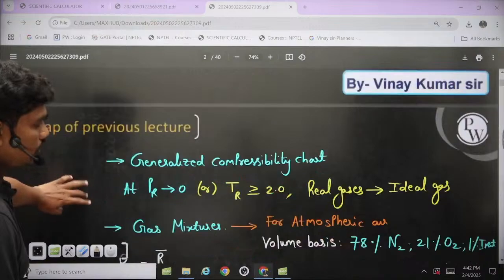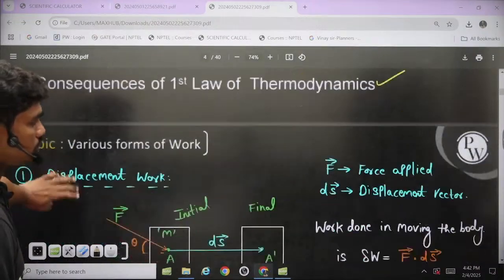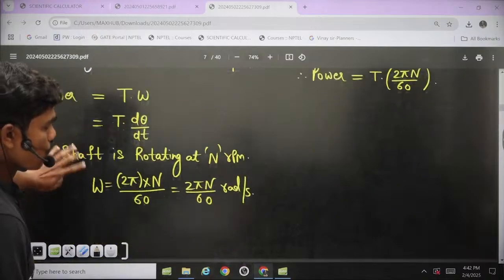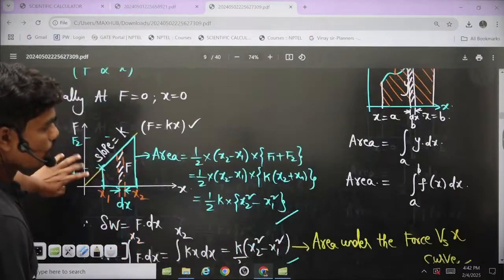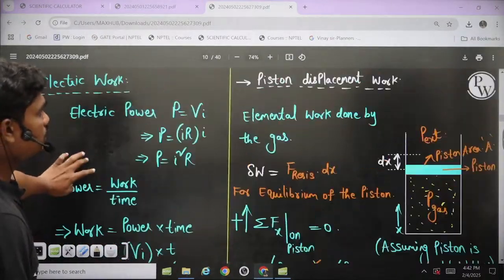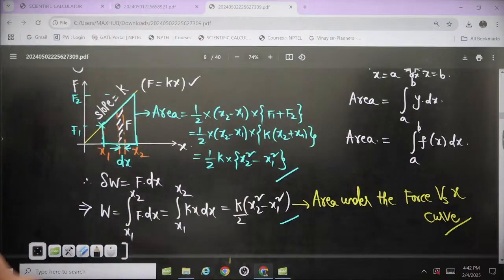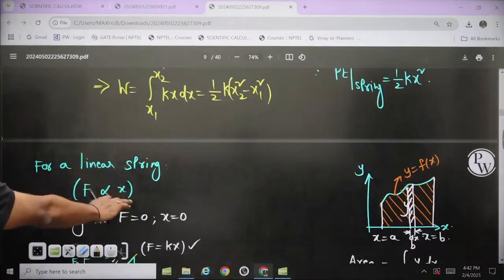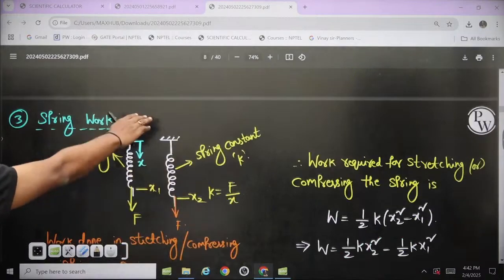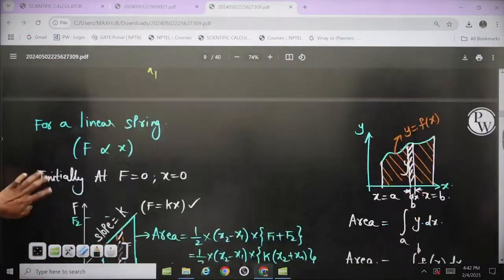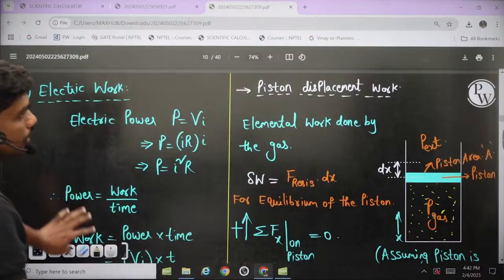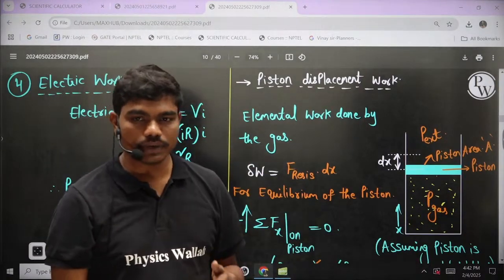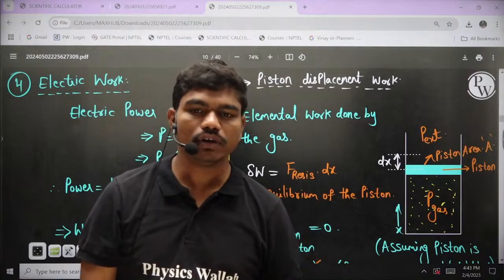So if you see, yeah, here, okay, so this slide you can see, some maths, integrations, whatever we are teaching, this is the process actually. Okay, for a linear spring, whatever you see many times. Okay, if you have a spring connected on the top of the piston, all this stuff. So you can see in piston displacement work, we always write W is equal to integral PdV.